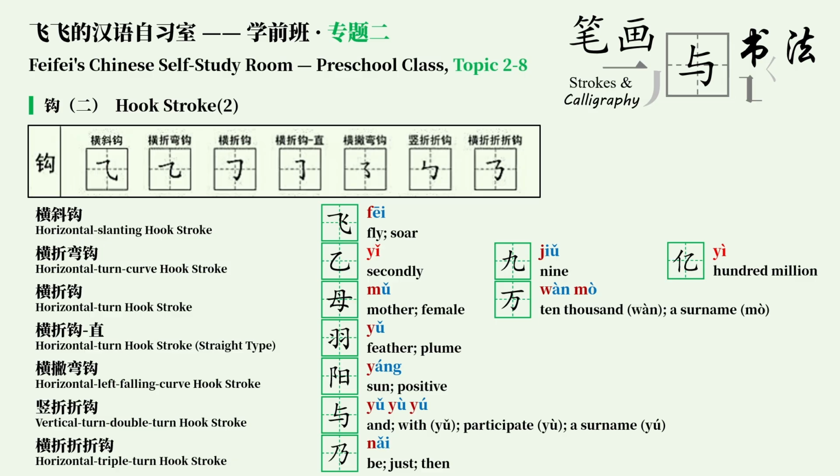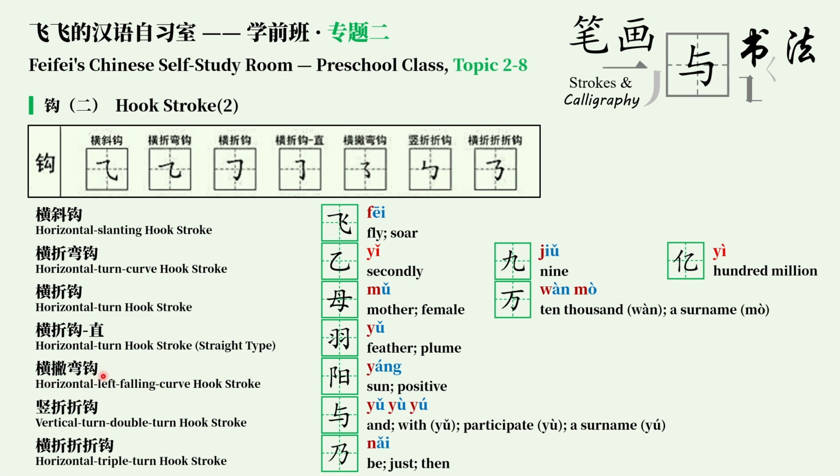横折钩直 horizontal turn hook stroke straight type. This is a variant of the horizontal turn hook stroke with a straight vertical segment and a sharp short hook. Unlike regular horizontal turn hooks that may have a slight curve, this type emphasizes a completely straight vertical part and a concise hook. When writing, focus on keeping the vertical segment upright and the hook quick and sharp. Example character: 雨 meaning feather, plume.